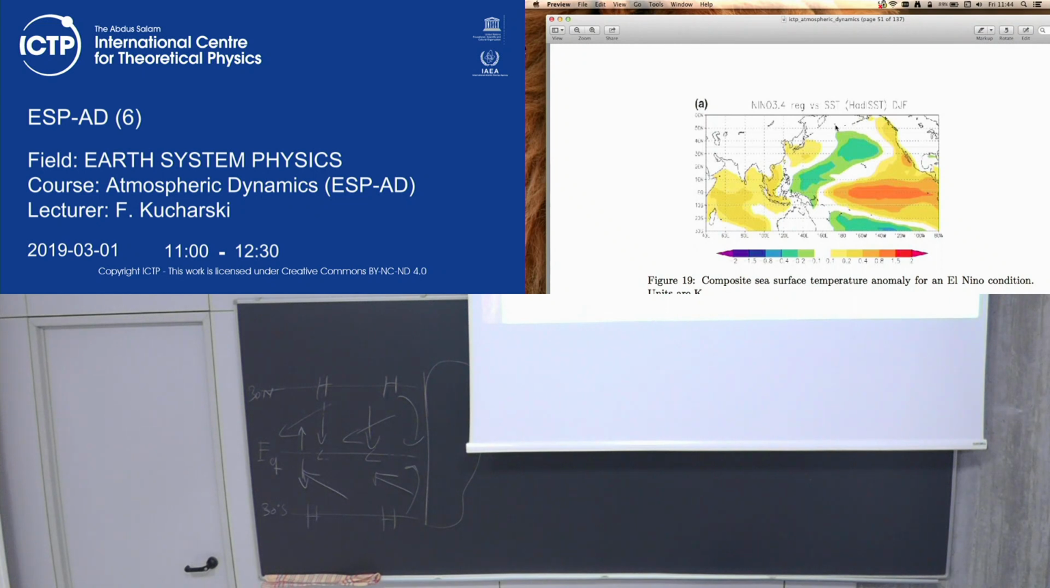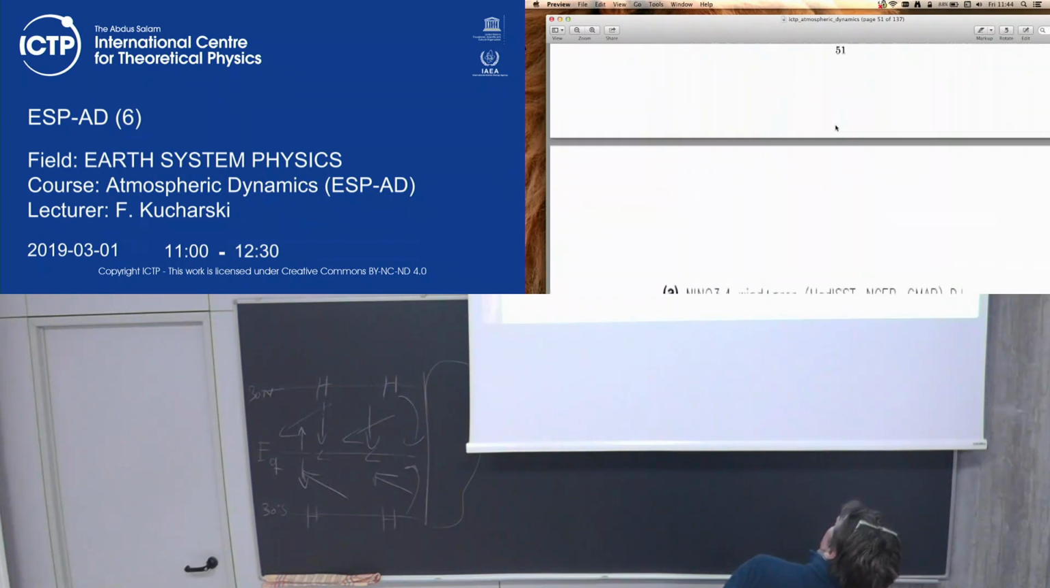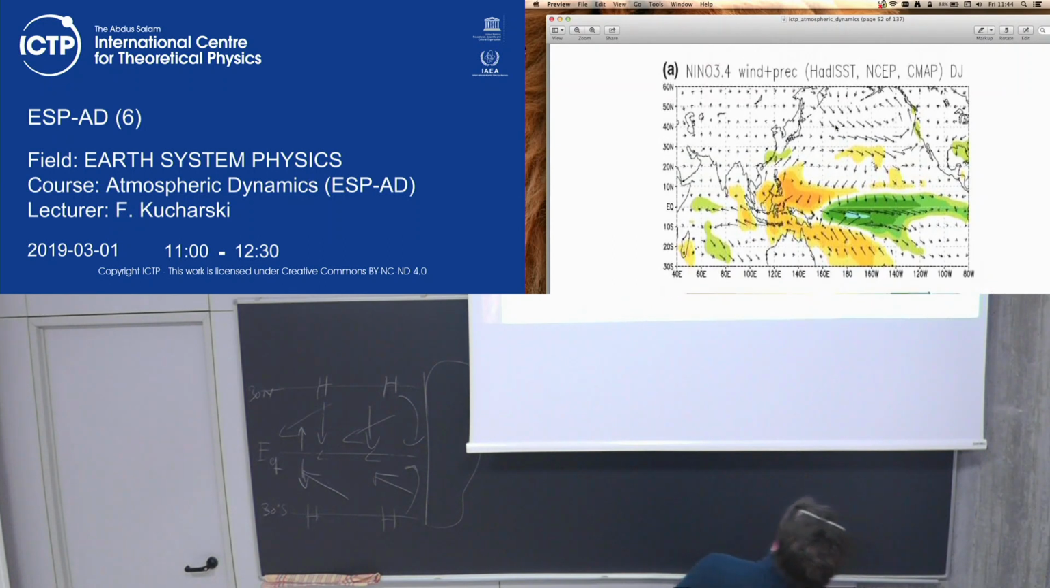Interesting. Let's have a look, maybe we can explain some of this cooling. So this is now taking observations of rainfall, taking the same index. We now calculate a composite of rainfall. This is the shading here, and low-level winds.